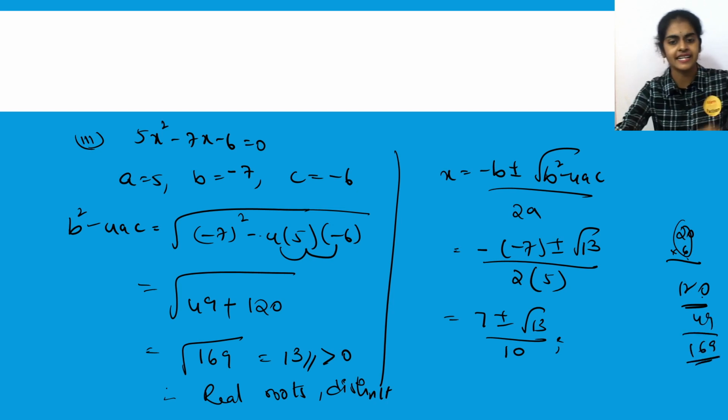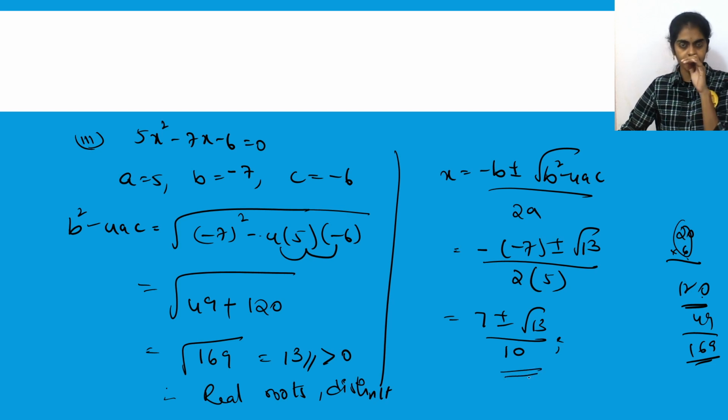Root over 169 is 13. So minus b, b is 7. So 7 plus or minus root 13 divided by 2 into 5, which is 10. So this is the answer. So x value will be 7 plus root 13 divided by 10 and 7 minus root 13 divided by 10. So the caution is, please do check the textbook answer also for this question and try to change the value and get the answer. The procedure is the same.